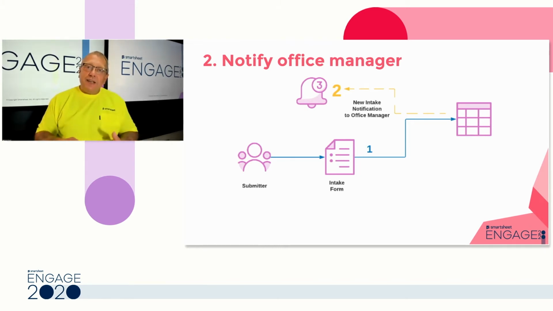But the second step now is when things come in, we need to have the office manager know that, hey, tasks are coming in. But we don't want that manager to be overwhelmed with email and messages. So we're going to set that for daily. So at the end of the day, that manager can get a list of all those tasks or projects that have been submitted in that day. How do we do that?